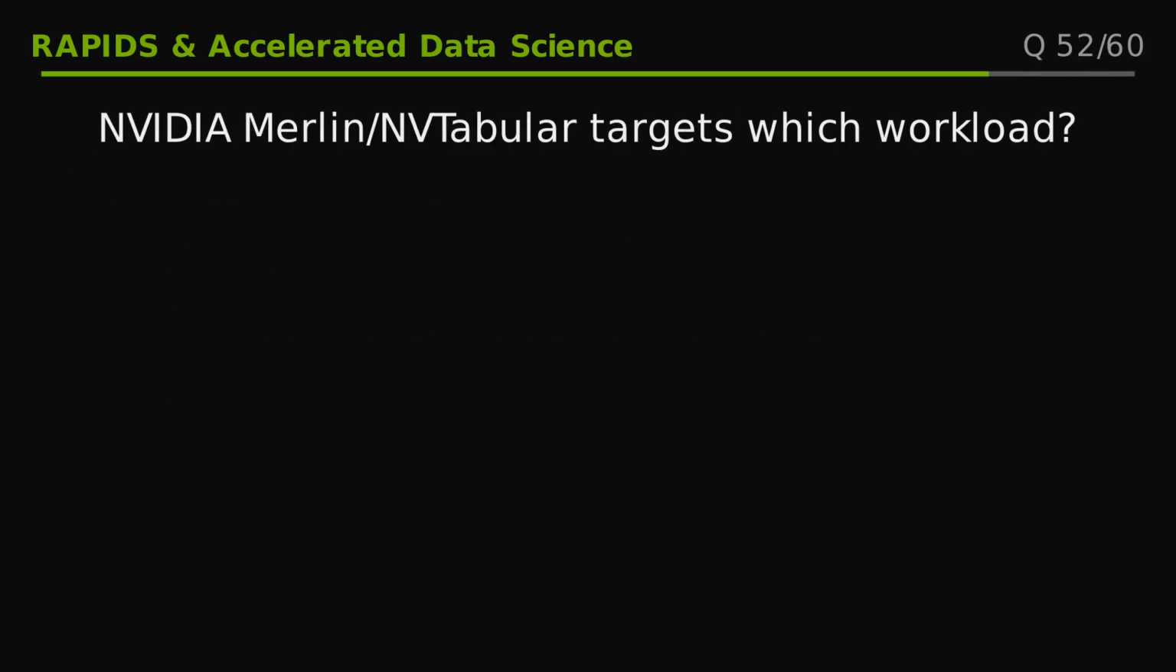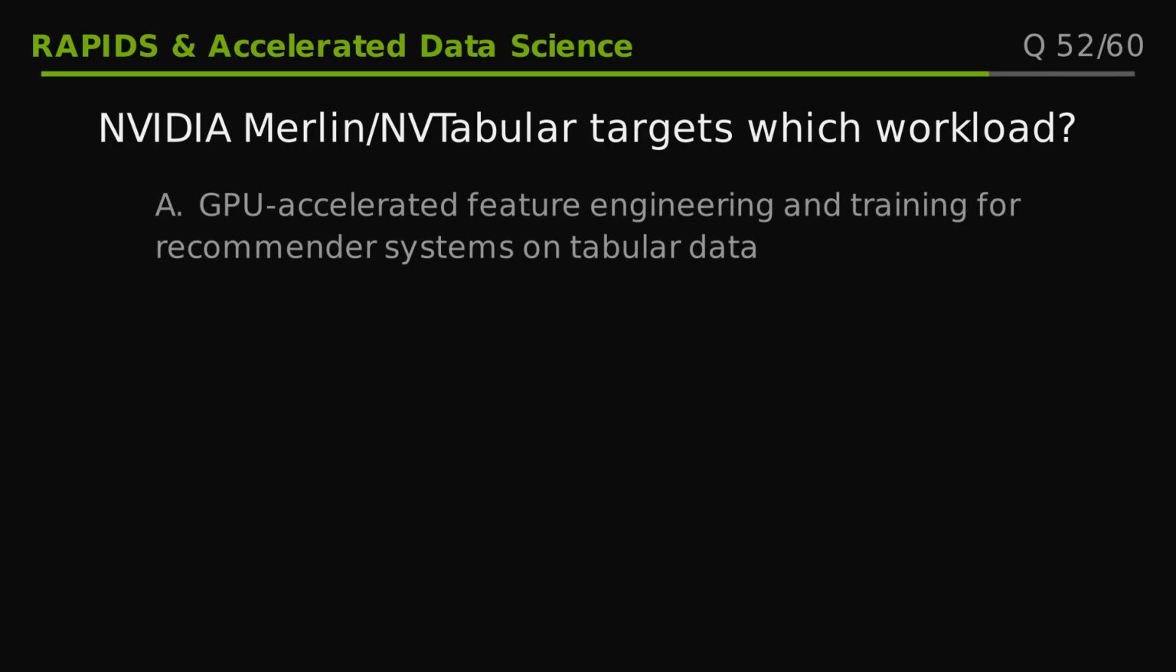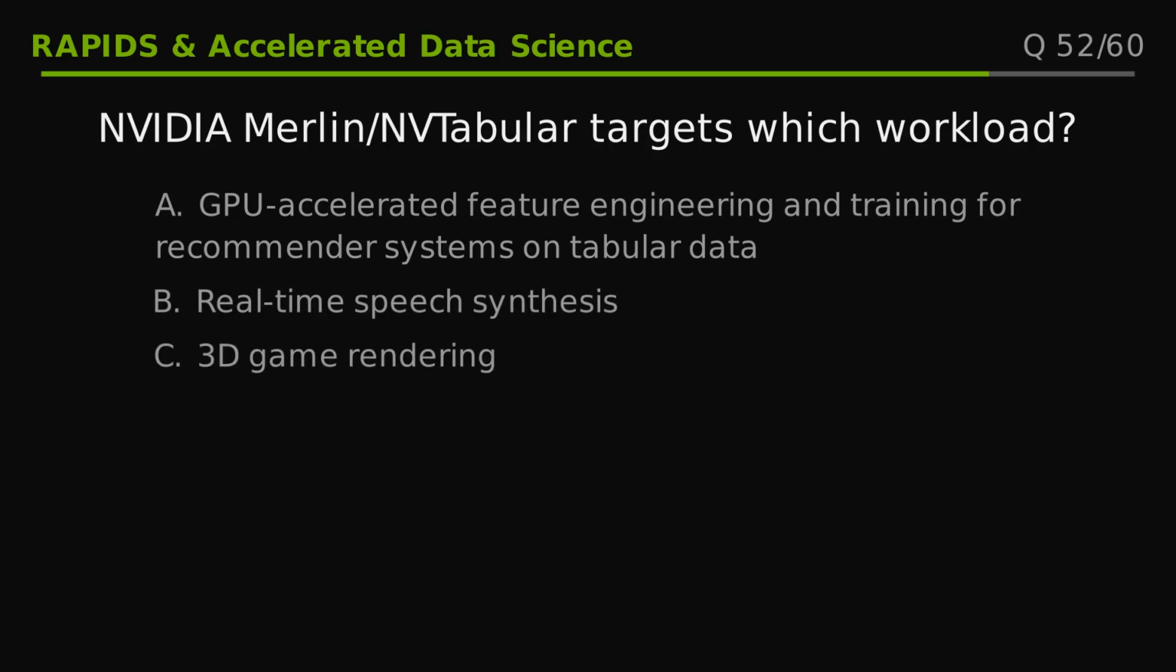Question 52. NVIDIA Merlin NVTabular targets which workload? Option A. GPU-accelerated feature engineering and training for recommender systems on tabular data. Option B. Real-time speech synthesis. Option C. Game rendering. Option D. Email spam filtering only.